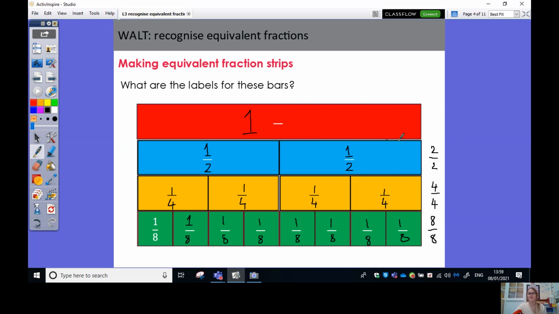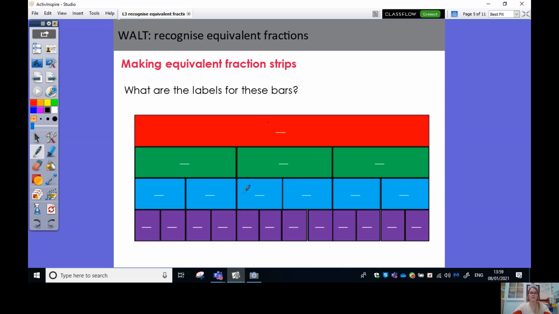So a whole is the same as 2 halves. A whole is also the same as 4 quarters. And a whole is also the same as 8 eighths. Now, we already know some of this from our work that we do in our arithmetic in the mornings. Okay, so hopefully you have remembered that. Now, let's look at another one.